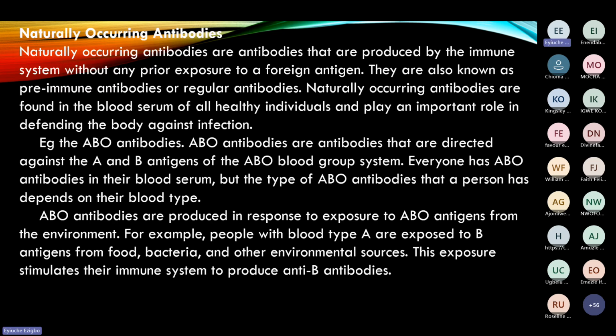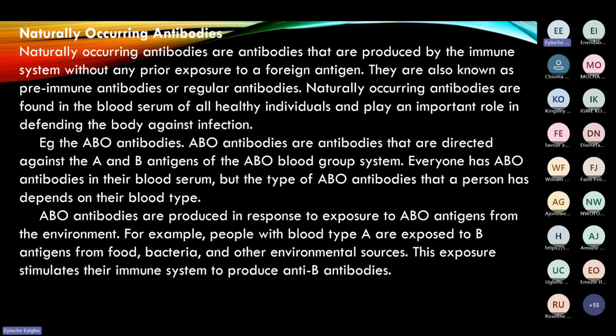So we have what we call the naturally occurring antibodies. They are antibodies that are produced by the immune system of the body without any trigger, or any exposure to foreign antigens. They are also known as pre-immune antibodies or regular antibodies. They are found in the blood serum of all healthy individuals, and they play an important role in defending the body against infection. For example, the ABO antibodies are directed against A and B antigens of the ABO blood group system.